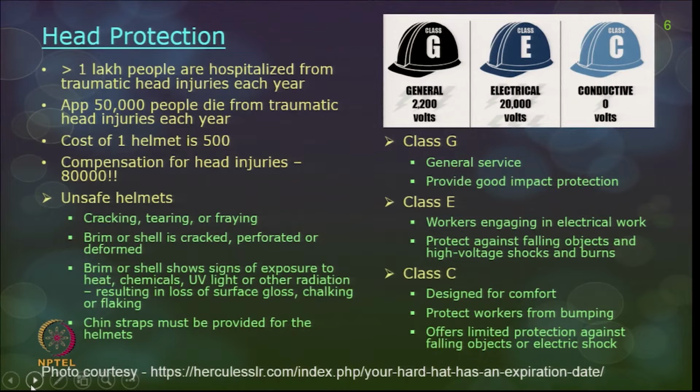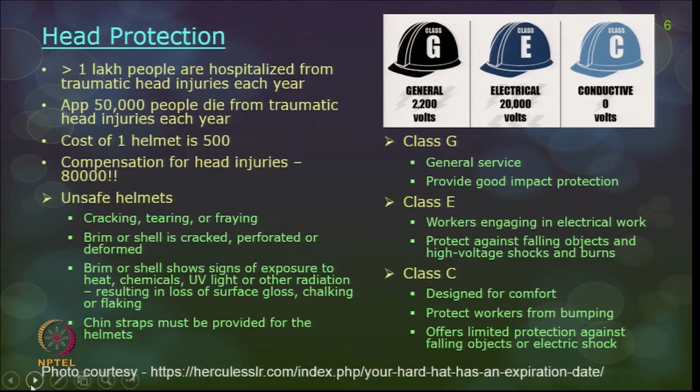According to OSHA, there are 3 types of helmets. One is class G, the other one is class E, and the third one is class C. Class G is for general service, which implies for any bumps onto the structure or any obstacles or any protrusion in a particular site. It can provide good impact protection. So, that is primarily class G.